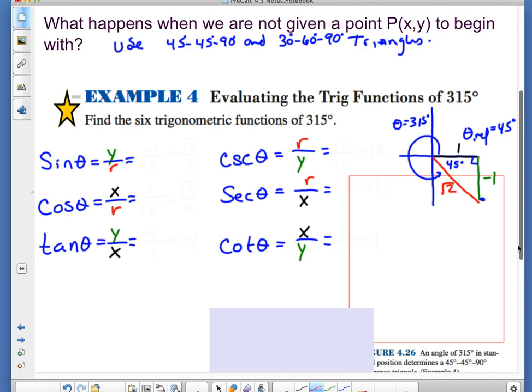Based on that 315, I'm going to use my relationships of y to r, x to r, y to x to find my sine, cosine, and tangent, and then use the reciprocal properties, because the reciprocal of sine is cosecant. The reciprocal of cosine is secant. The reciprocal of tangent is cotangent, to find my other properties. Go ahead, give it a pop. It's your turn. This is a you do.